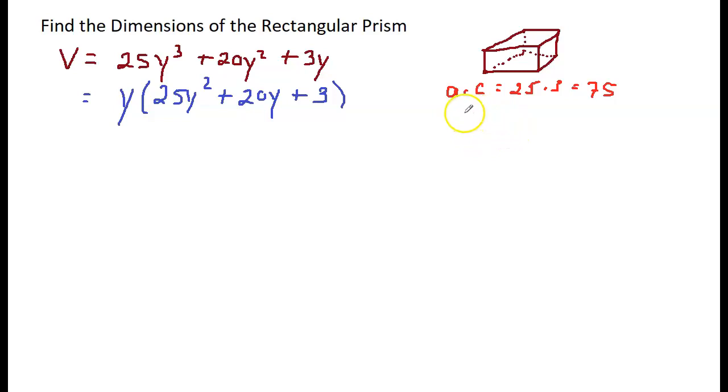Well, I know that 5 times 15 also equals 75. And if I take 5 plus 15, I get 20. So 5 and 15 is going to be my pair. So I'm going to put equals. I'm going to bring down my y. And then a bracket, actually, I'm going to use a bracket here.